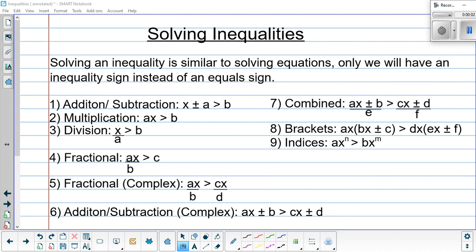Hi guys, Mr. Canada here today, and we're looking at solving inequalities. Solving inequality is similar to solving equations, as I've aforementioned. It's 99% the same. The only thing we have to do is treat the inequality as an equal sign and put it back in at the end.